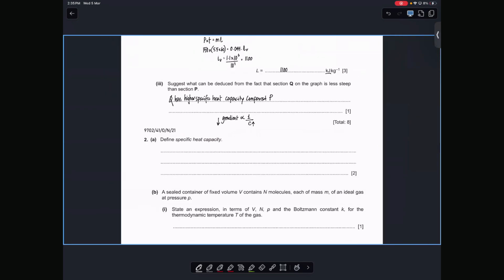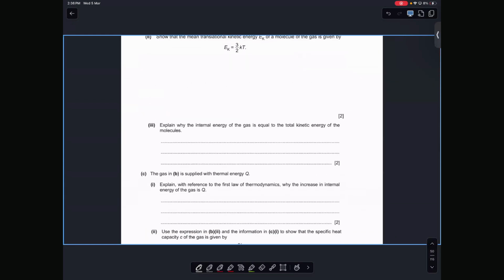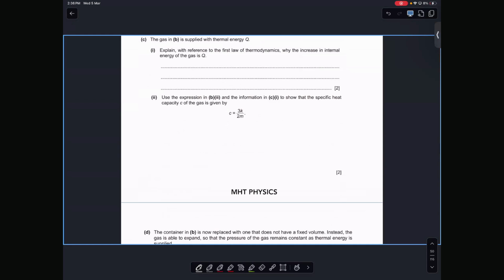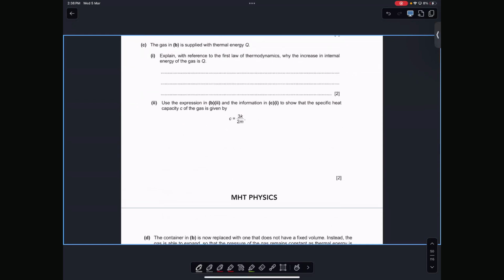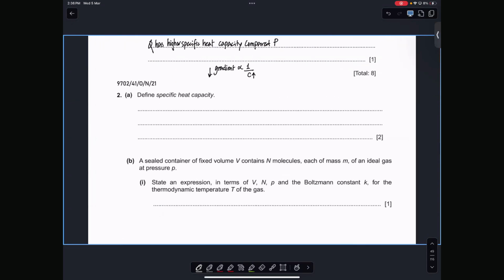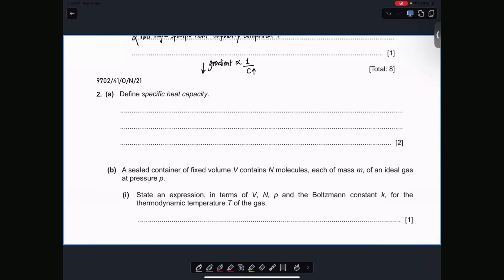Actually, you have problem with 2 Afra? Problem with 2C2. Okay, right. So define specific heat capacity. We have done it before. So I can just stick it there.